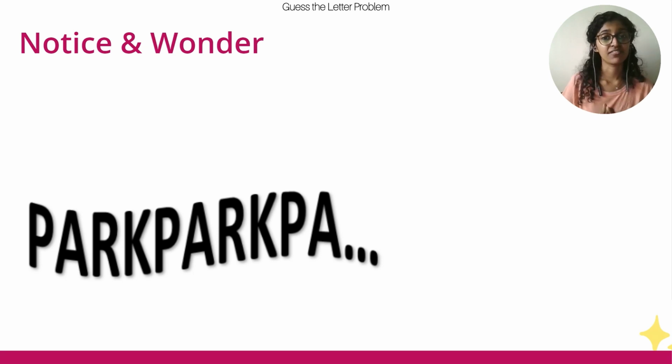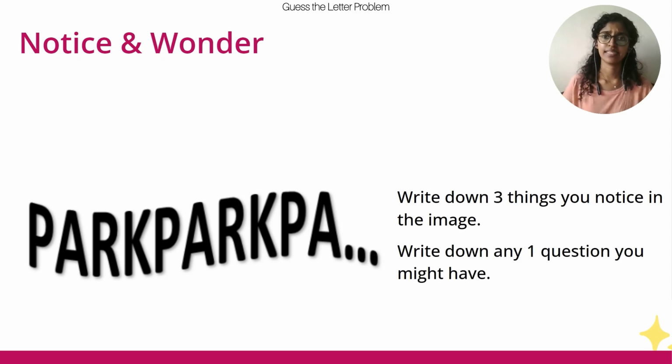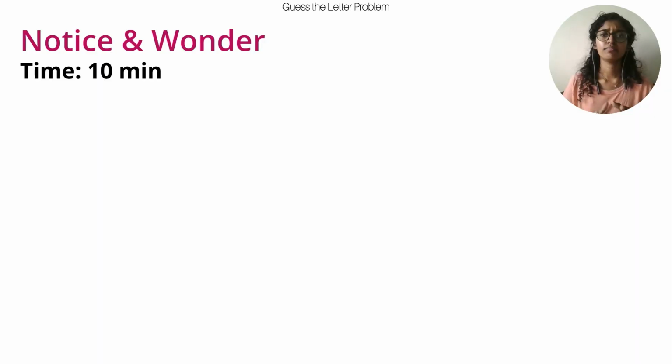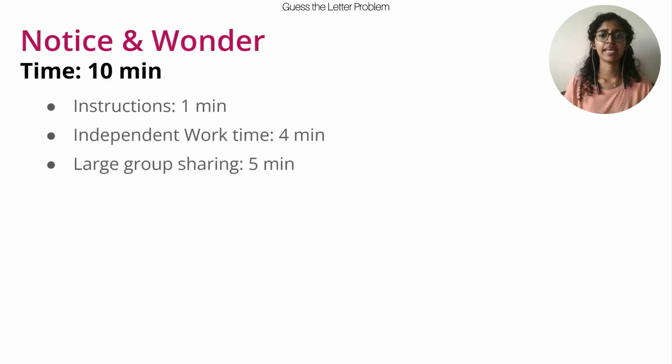As you know, the first section we have is the notice and wonder, where the students will already have this image in their handout, and based on this they're going to answer two questions. They're going to write down three things that they notice here and any one question that they might have. Now the notice and wonder routine is for 10 minutes, and this is how the time division looks.